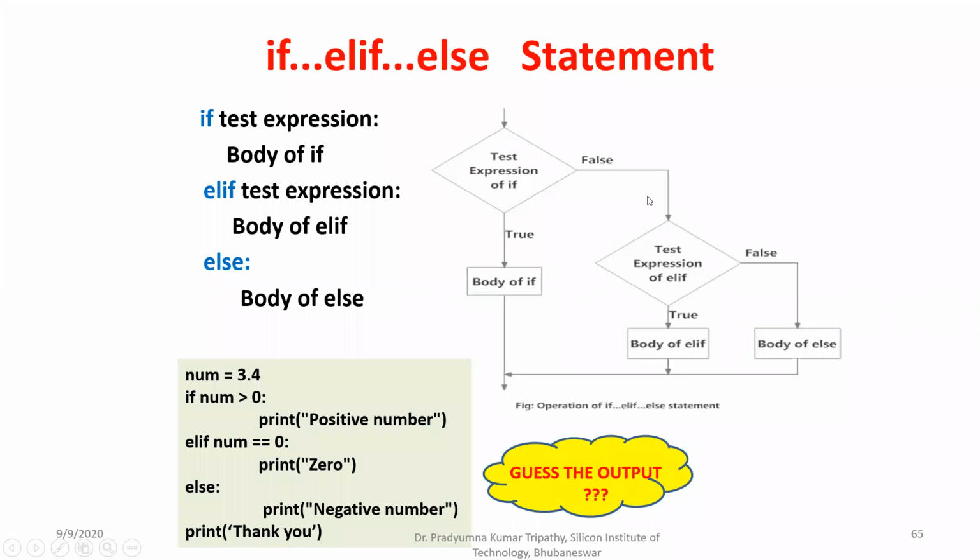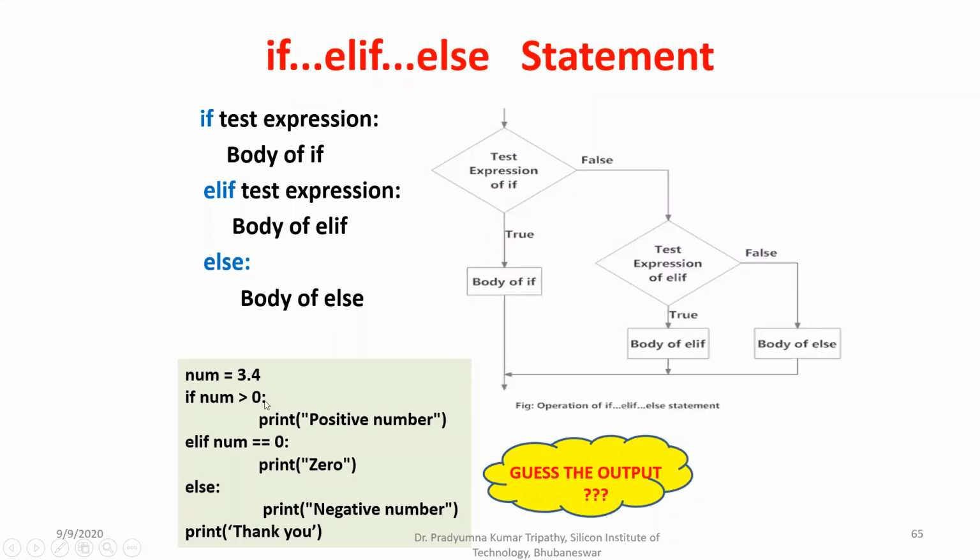Just look over here. I have taken norm as 3.4, correct? If the number is greater than 0, that means 3.4 is greater than 0, it satisfies, so it will print positive number over here and come out. Once it is satisfied over here, it will come out and print thank you. It will not go to the else part or elif part.